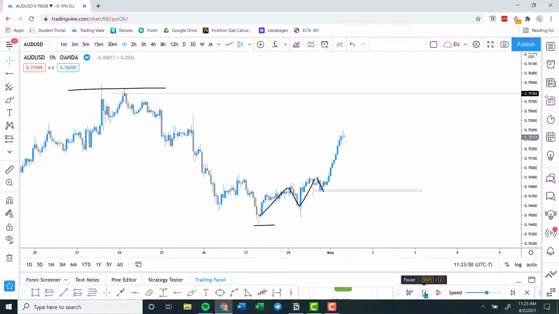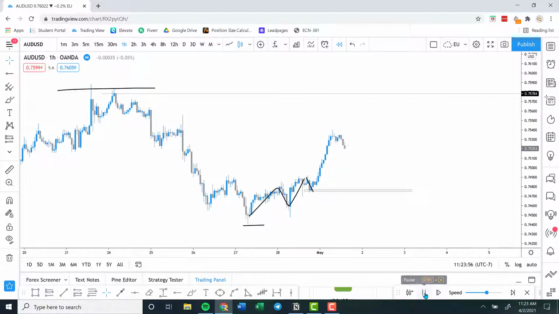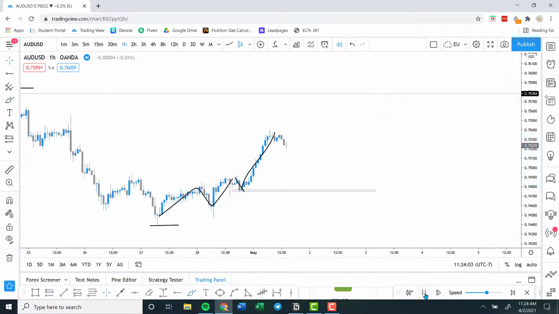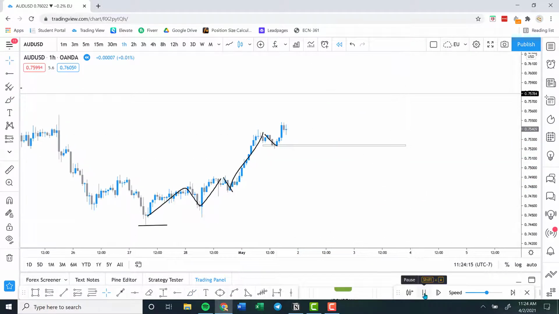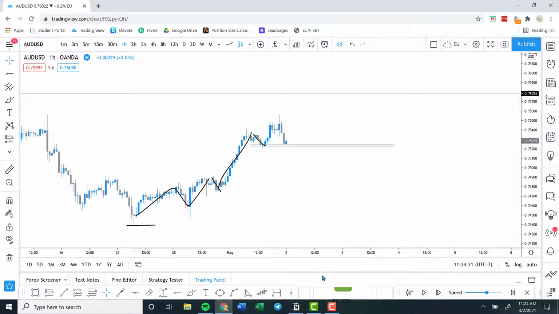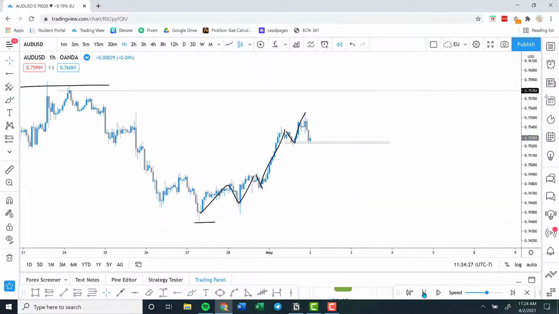Pas de soleil, pas de soleil, pas de soleil.